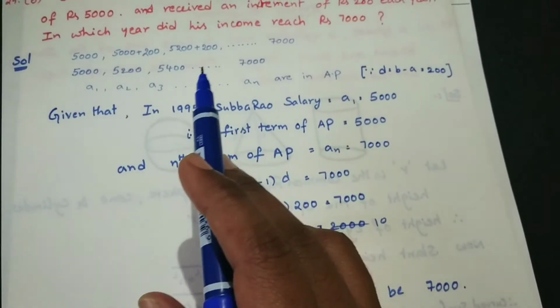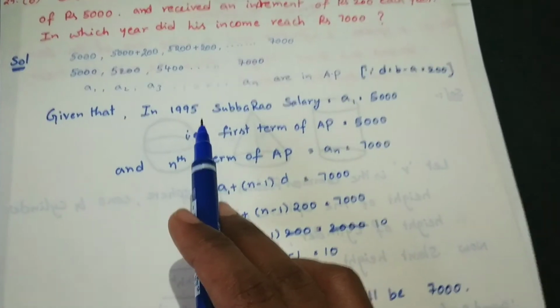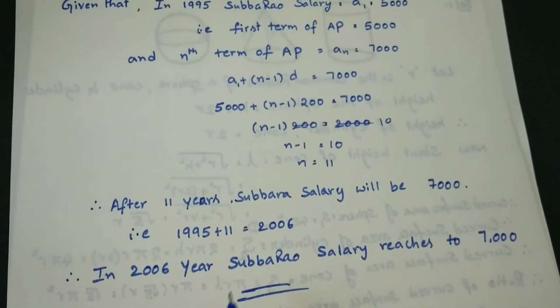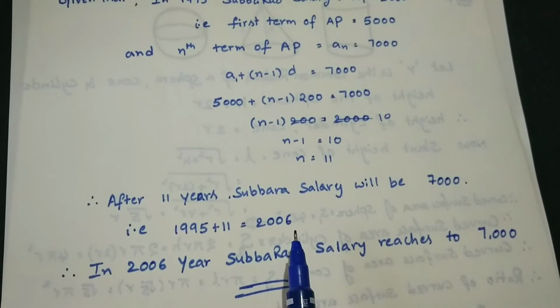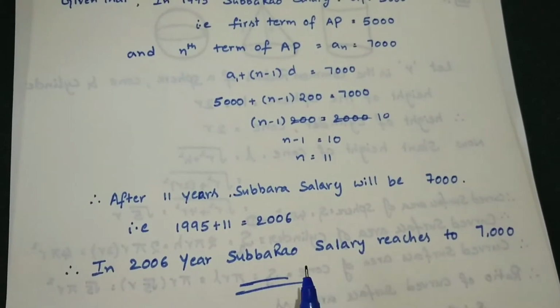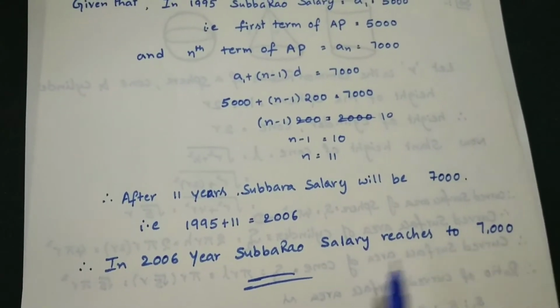That means the first year, 1995, is when it started, no? So 1995 plus 11 is equal to 2006. In the year 2006, Subaru's salary will reach the amount of 7,000 rupees.